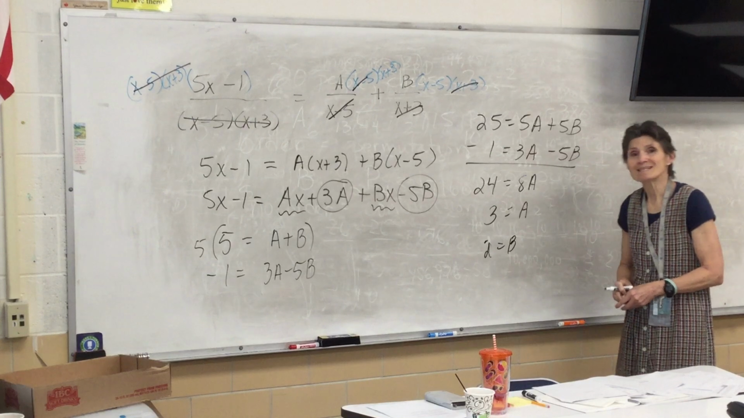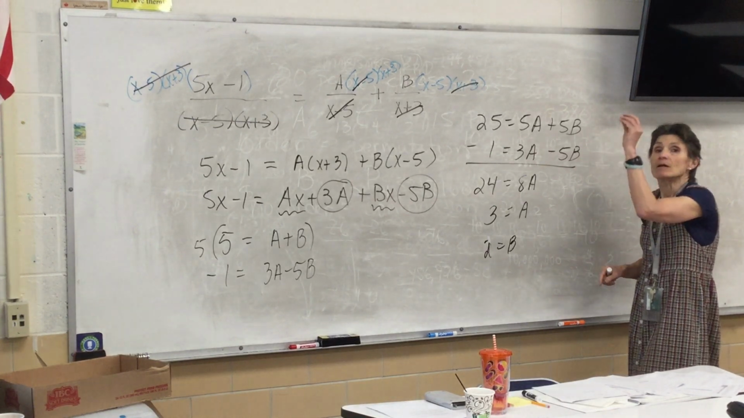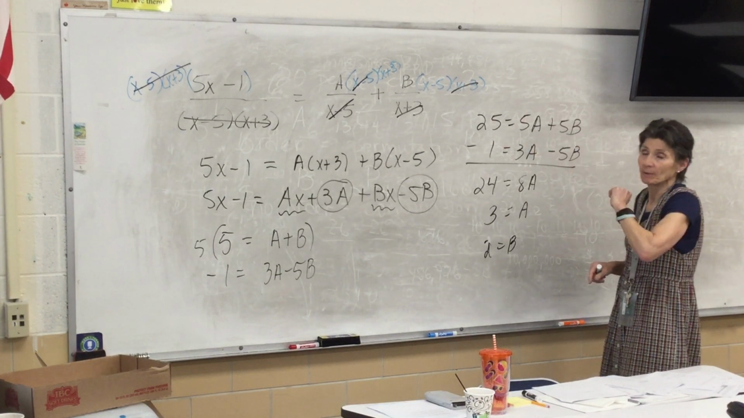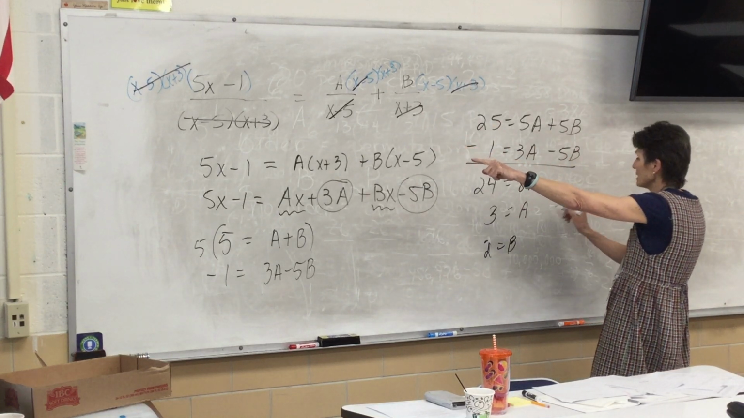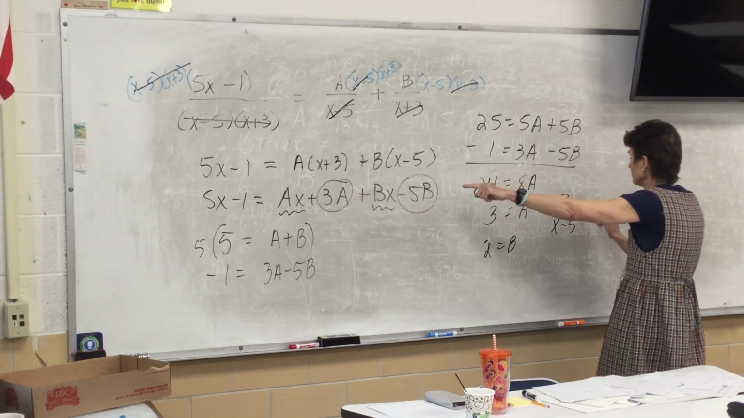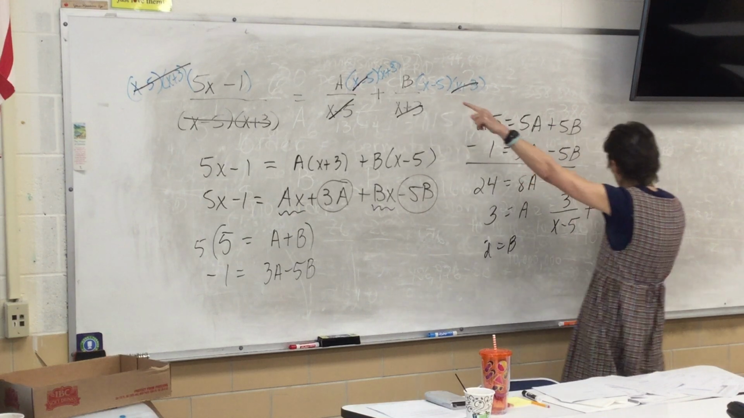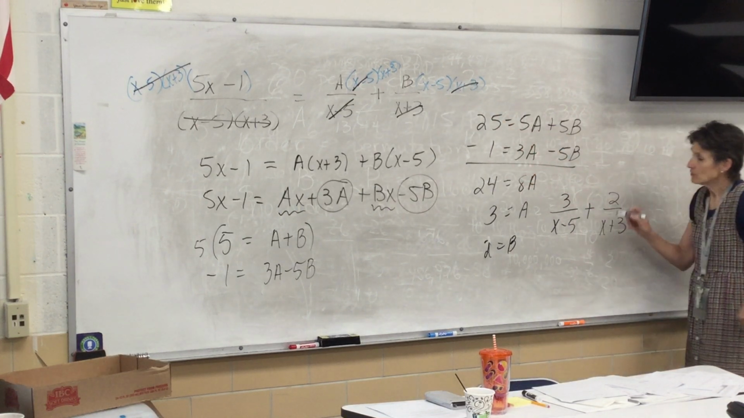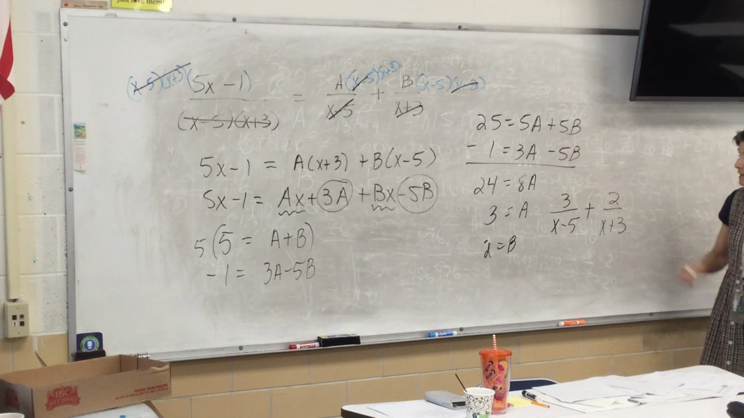Okay, so what is the answer? That is not the answer. The answer is the two little fractions that add up to the problem. So the two little fractions are a, so 3 over x minus 5, plus b, 2 over x plus 3. If you added these two fractions together, they would give you 5x minus 1 over the common denominator.